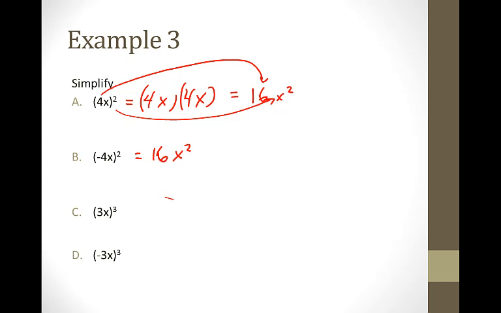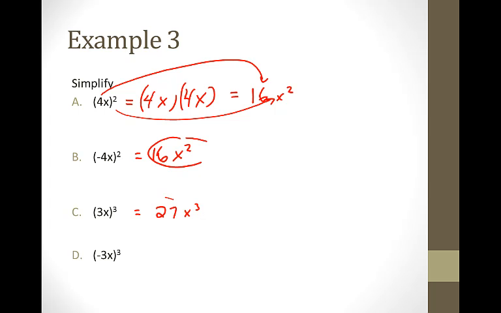Where do the mistakes come? Students will forget to square the 4, and they'll just say 4x squared, so make sure you don't do that. How about 3x quantity cubed? So here we're going to say 3 cubed is 27, and then x cubed is just x cubed.